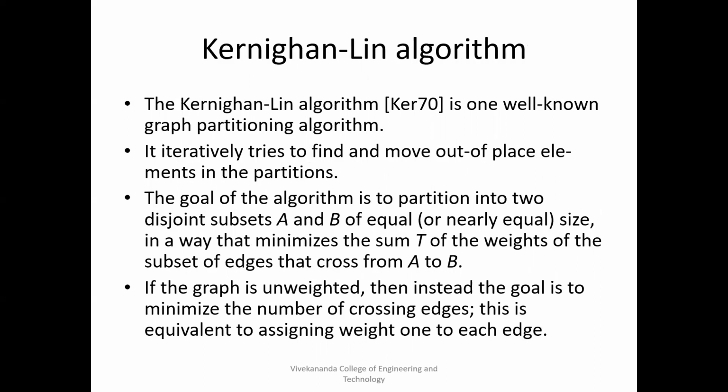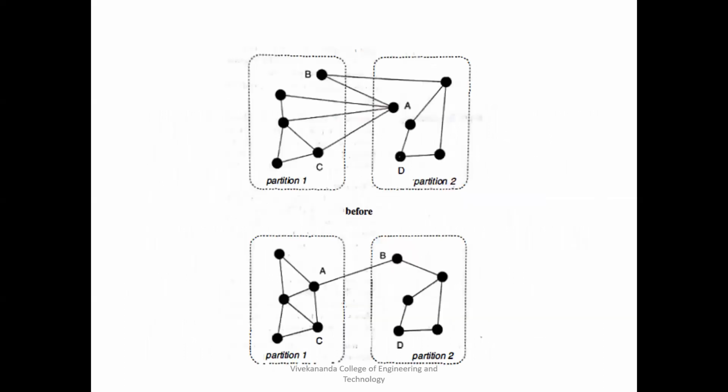Then the next algorithm is the Kernighan-Lin algorithm. It is a well-known partitioning algorithm. It iteratively tries to find and move out-of-place elements in the partition. If you look at this, the number of connections between the two partitions in the first case is 5. That is, you have B in partition A and A in partition 2.